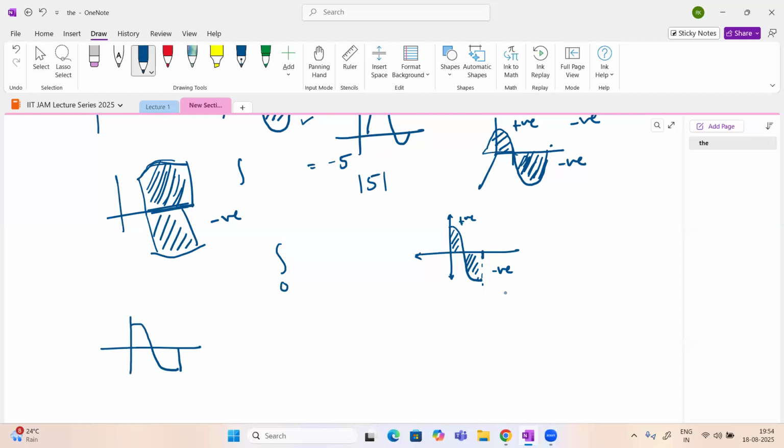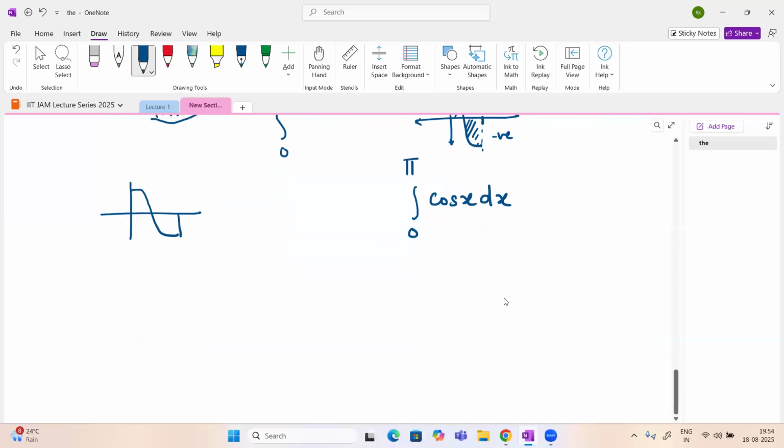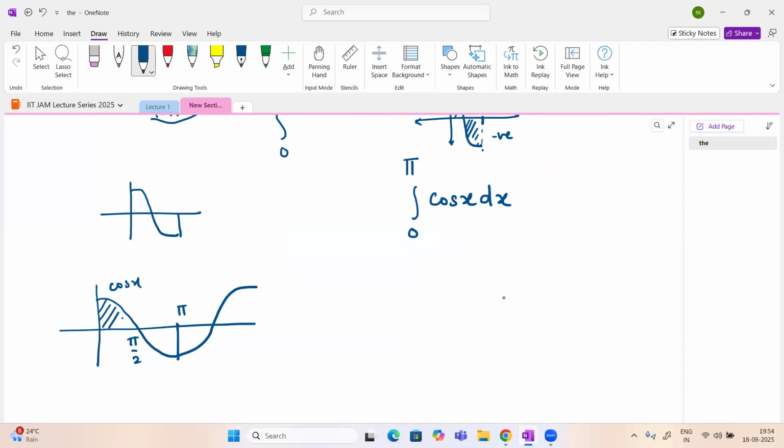Okay. So I'm taking a function here, the integral from 0 to pi of cos x dx. All of you are familiar with the graph of cos, right? Cos looks like this. Here we have pi by 2, here we have pi. So we have taken limits 0 to pi. This is the graph of cos. So we expect to get this area by solving this integration. So let us solve this integration.